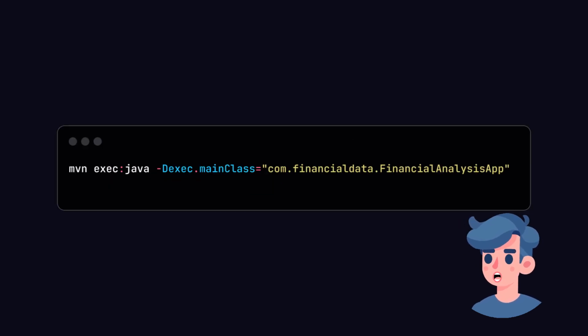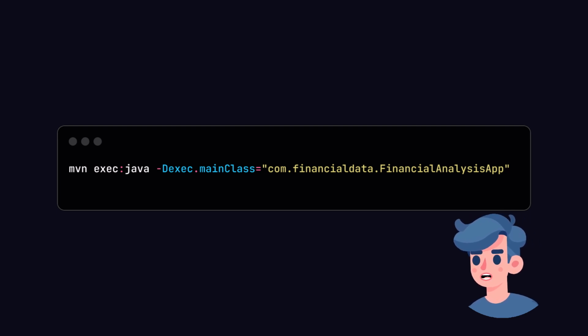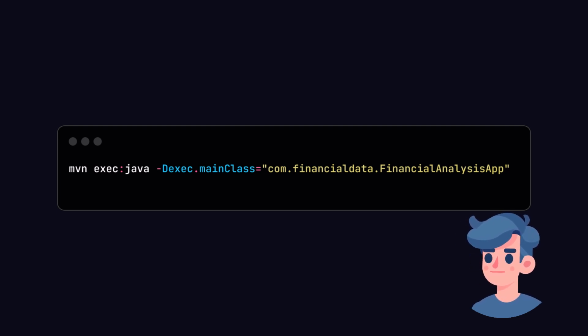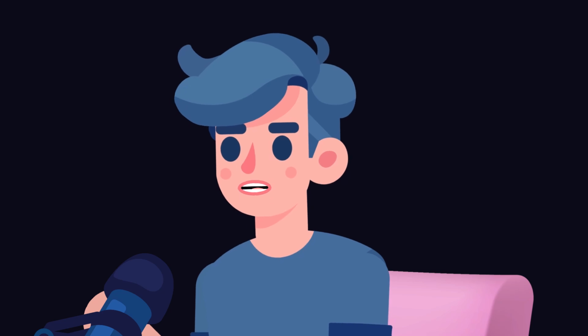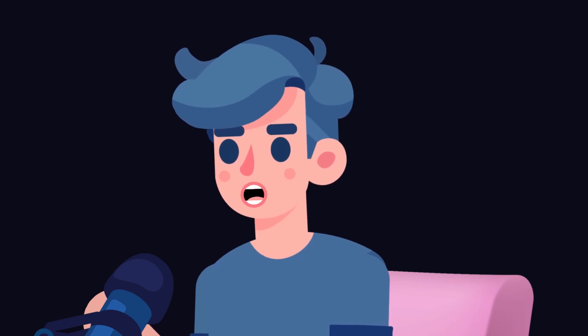Now, let's run our application and check the output to see if we've successfully calculated the average closing price. Open your terminal and execute the following command. You should see the average closing price displayed in the terminal window. This is the first step in your financial data analysis journey.